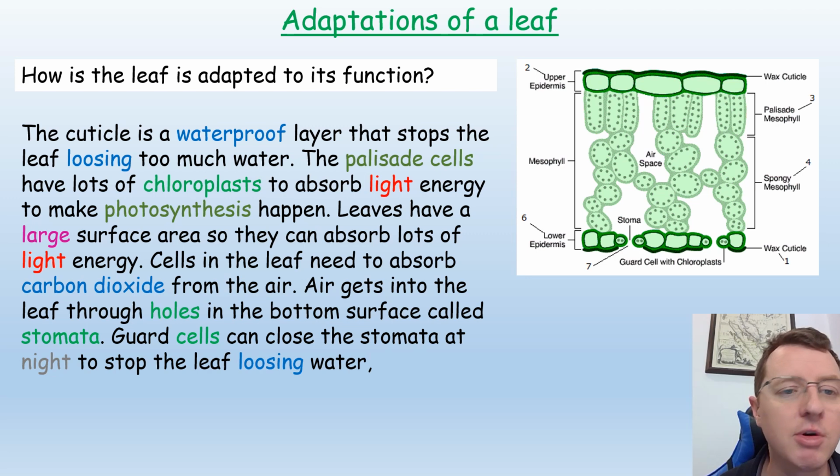So how could we summarize all of that? Well, the leaf is adapted to its function because it has a waxy cuticle, a waterproof layer that stops the leaf losing too much water. The palisade cells have lots of chloroplasts to absorb light energy to make photosynthesis happen. The leaves have a large surface area so they can absorb lots of light energy. And the cells in the leaf need to absorb carbon dioxide from the air, and the air gets into the leaf through holes in the bottom surface called stomata. And guard cells can help to close those stomata at night to stop the leaf losing too much water.